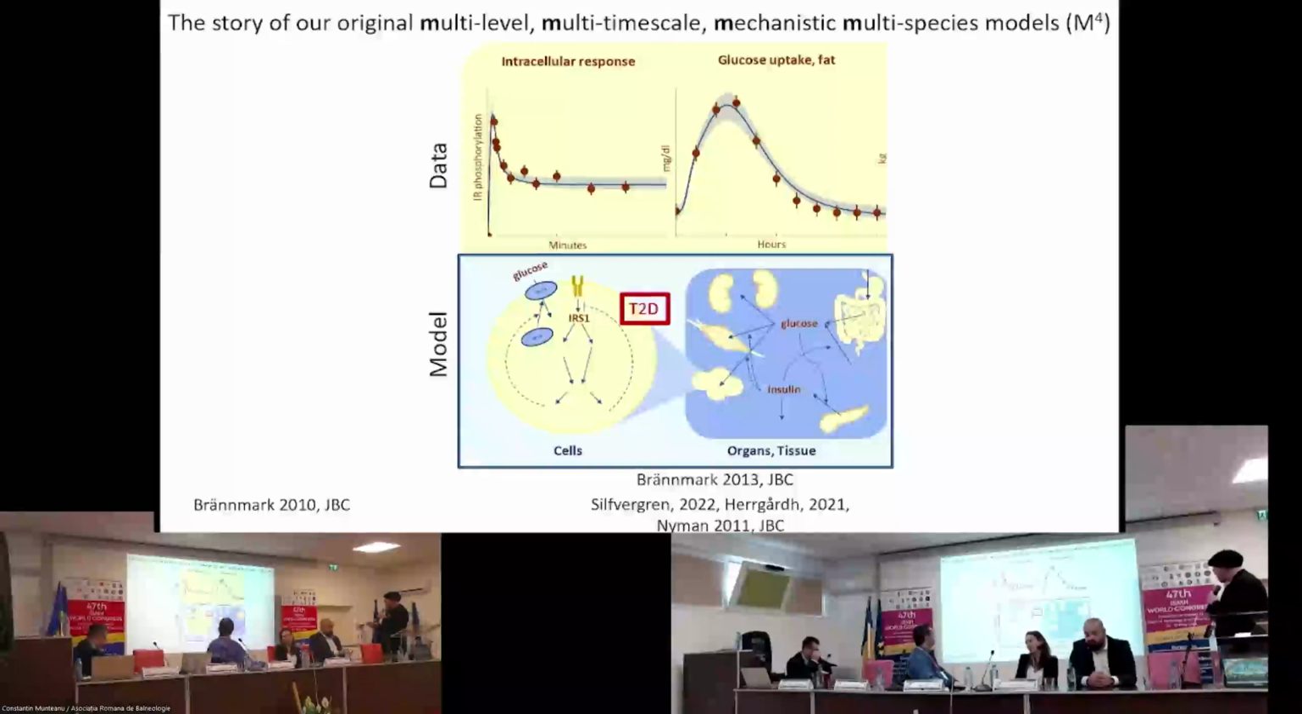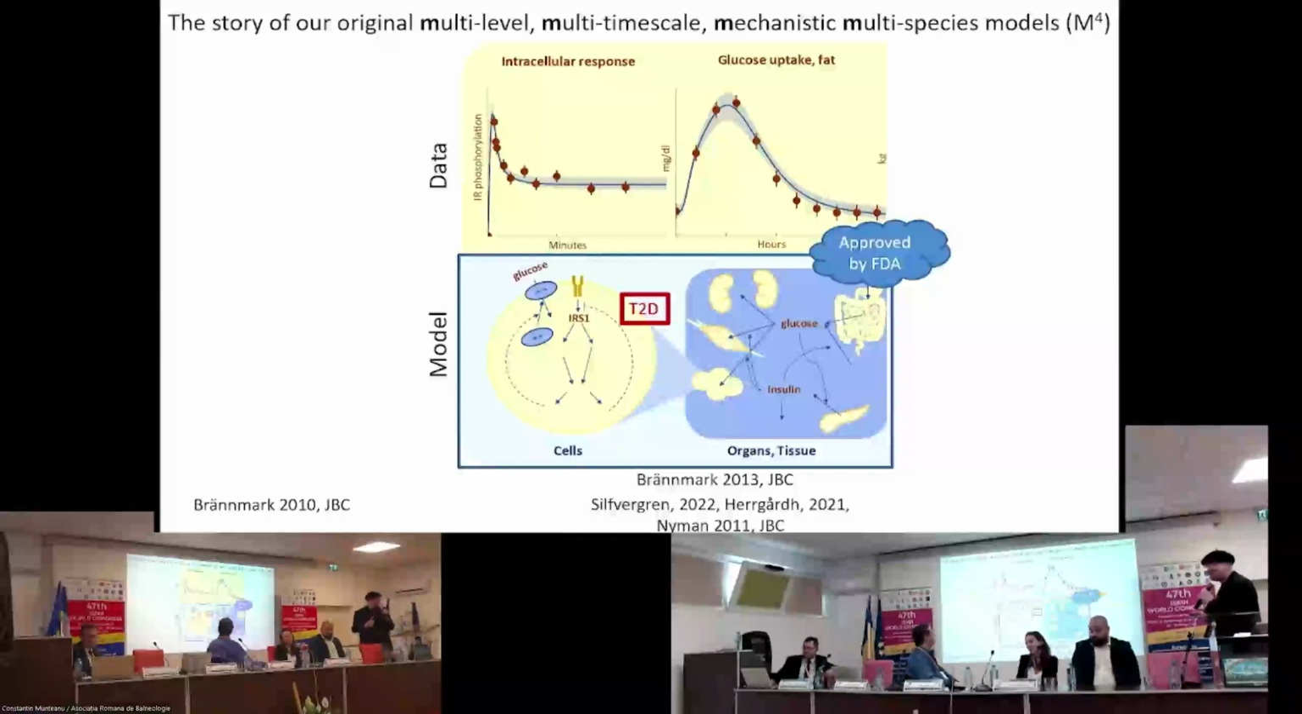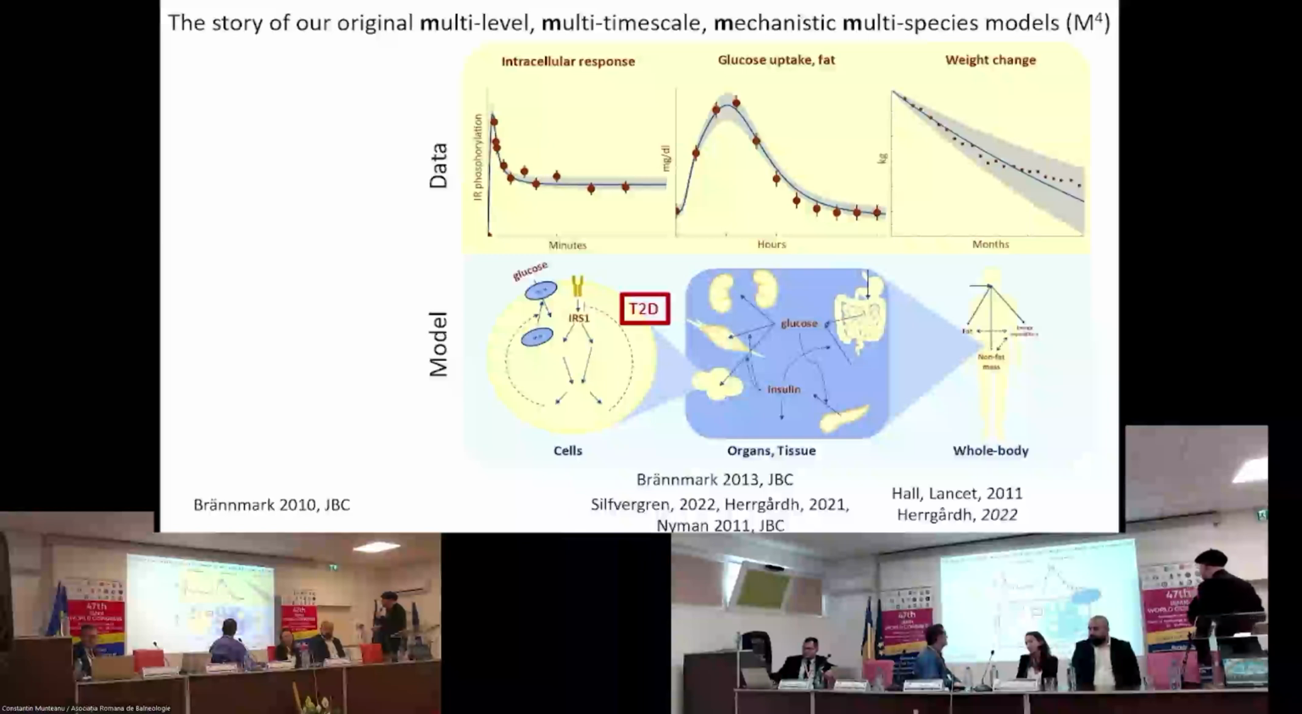Here we have a meal, and we see the organ, how it is taking up glucose in response to the meal and how it goes down. And again, we see a close resemblance between the data in red and the simulations in blue. This particular model has been approved by the Food and Drug Administration to replace certain animal experiments in type 1 diabetes. And then on the highest level, we have disease development and weight change and so on.